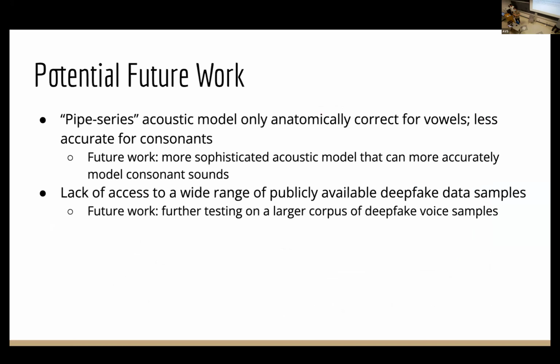But despite this, there are some limitations of the study that could require some future work. First of all, the pipe series model that the researchers used only works anatomically for vowels, and it's not a physically correct model for consonants. So one area for a potential future study is to construct a more sophisticated acoustic model that can more accurately model consonant sounds as well as vowel sounds.